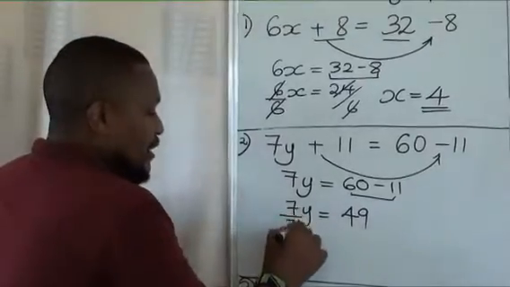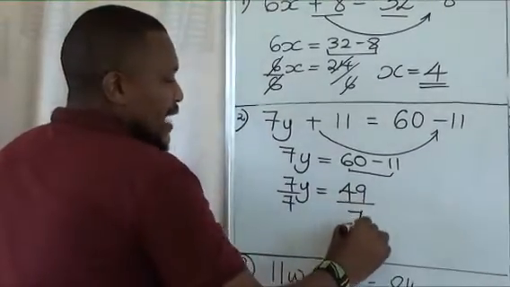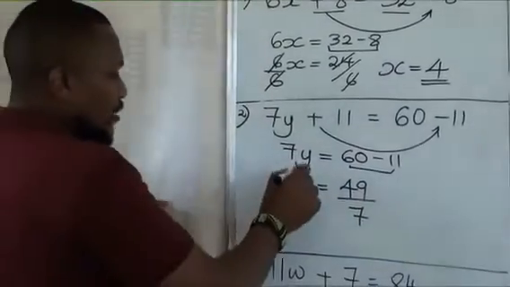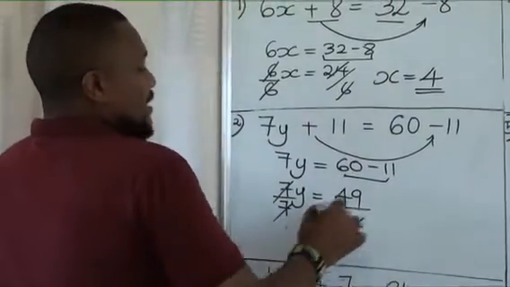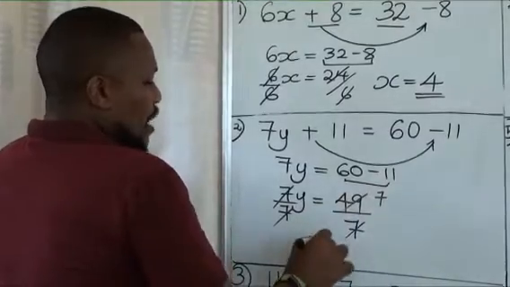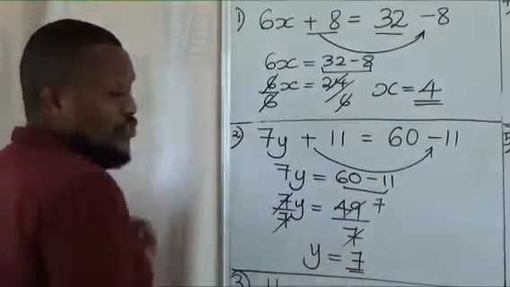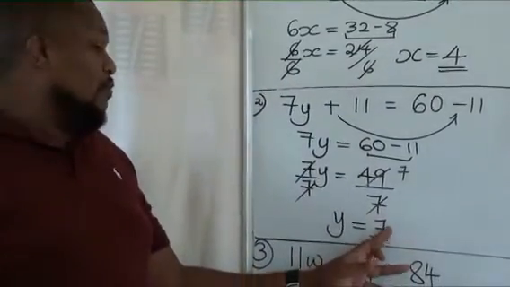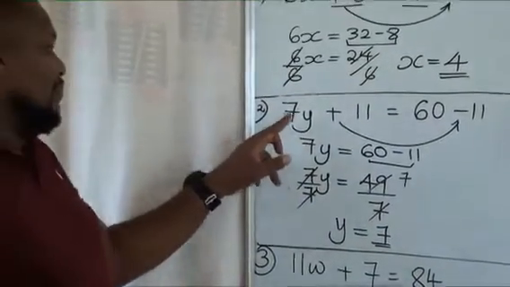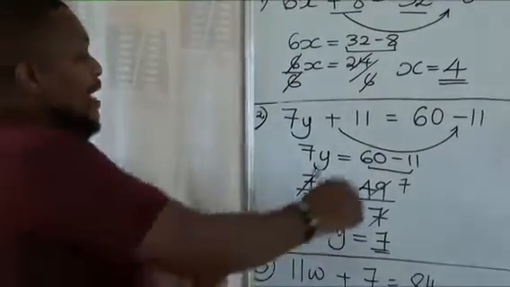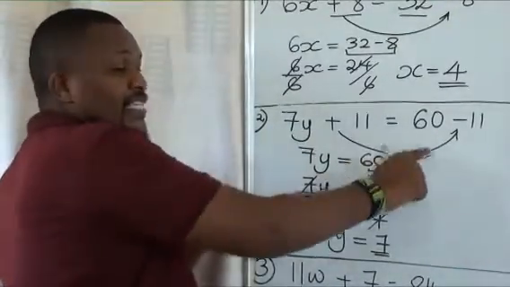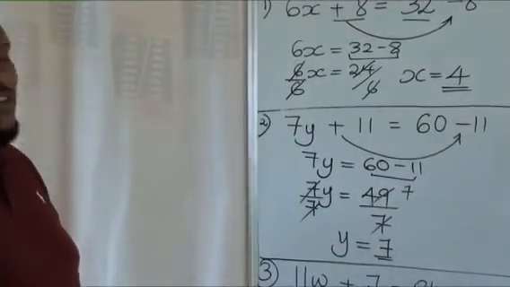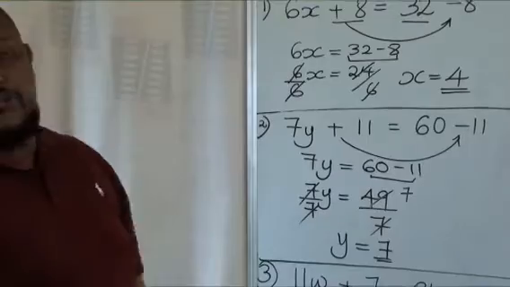Eliminate the coefficient on this side and divide the answer which is on the other side by the coefficient. 49 divided by 7 gives you 7. So the value of y is equal to 7. As I have told you again, if you want to try your answer, you just take the value of y and put it here: 7 times 7 gives you 49, plus 11 gives you 60. That is what we are trying to do, solving the equations. And when you are solving the equation, remember there must be a solution.